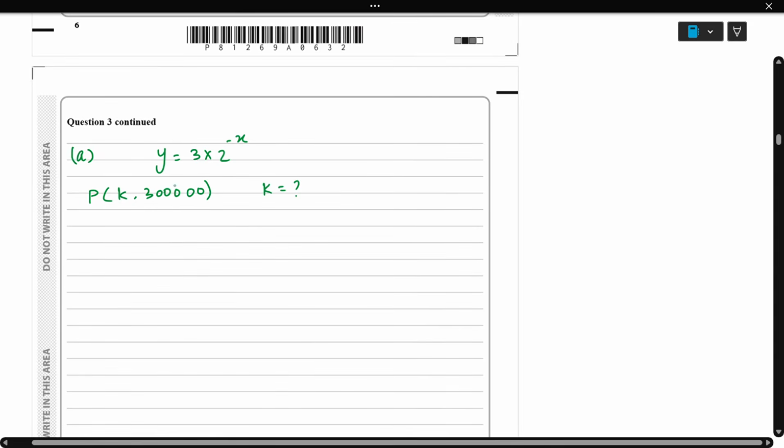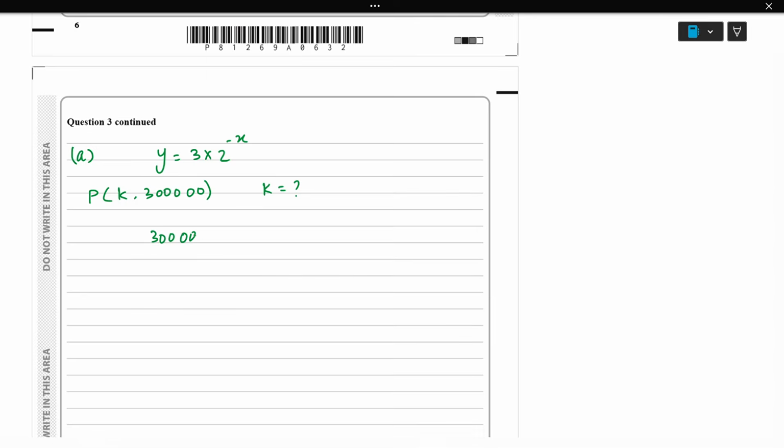So just substitute the value here. 300,000 equal to 3 times 2 power minus k. Next, 300,000 over 3 equal to 2 power minus k. So this becomes 100,000 equal to 2 power minus k.